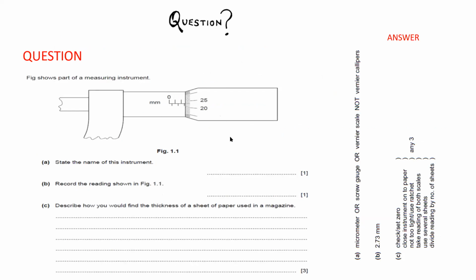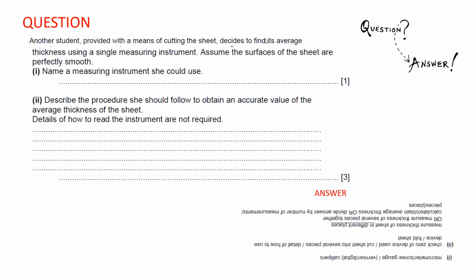Another question: why do we repeat the experiment from different positions? Basically, maybe the thickness is not uniform. Like some parts of a sheet are thick, some parts the sheet is thin. So to get an average, for example, this part the sheets are thicker, this part maybe they are thinner. So just to get an average thickness, we are repeating the experiment from different positions.